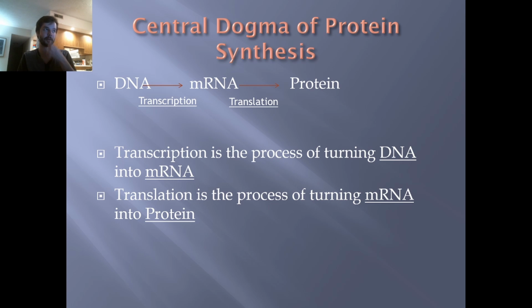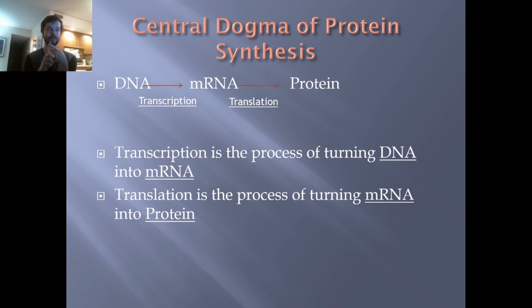This is called the central dogma of protein synthesis. Basically, what this means is this is the central idea of how proteins are formed. In order to form a protein, you have to go from DNA to mRNA. And in order to go from mRNA to protein, you have to translate what you transcribed. And you have to go in this order. It has to follow DNA to mRNA, mRNA to protein.